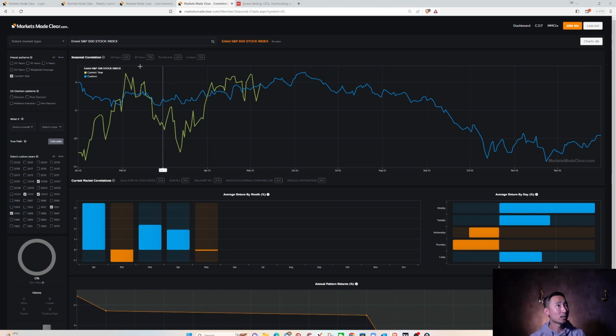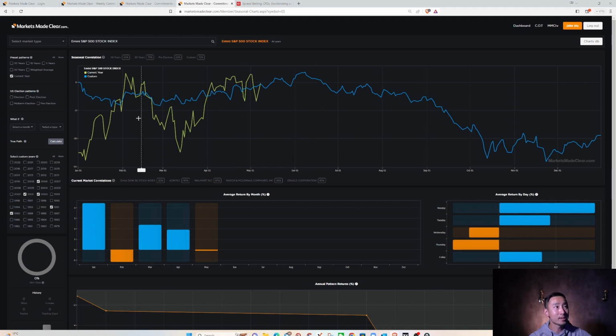This is the S&P 500 seasonal data chart, right? And the yellow line here is actually the current year price movement. You can see we had a bullish move in March, April. We corrected a little bit, a bounce a little bit.